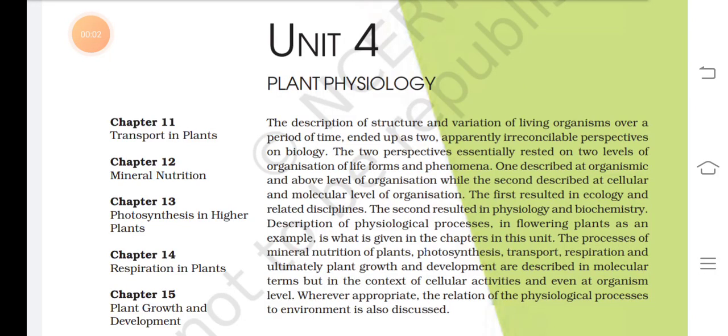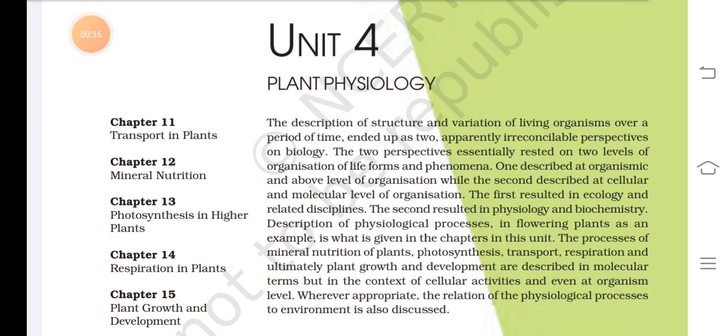Unit 4. Plant Physiology. The description of structure and variation of living organisms over a period of time ended up as two apparently irreconcilable perspectives on biology. The two perspectives essentially rested on two levels of organization of life form and phenomena. One described at organismic and above level of organization, while the second described at cellular and molecular level of organization.